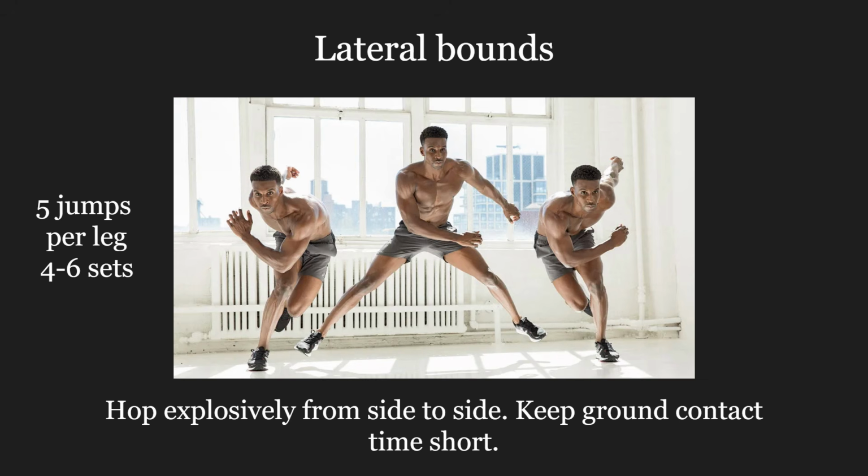So in this one, you're just hopping from side to side about 1 meter or 2, and you're landing on alternating legs. So you're just jumping from side to side explosively, and you want to keep the ground contact time as short as possible. So you're landing and then you bounce off your leg immediately, spring off into the opposite direction to land on your other leg. And you can do like 5 hops on each leg in each set, and then do like 4 to 6 sets.